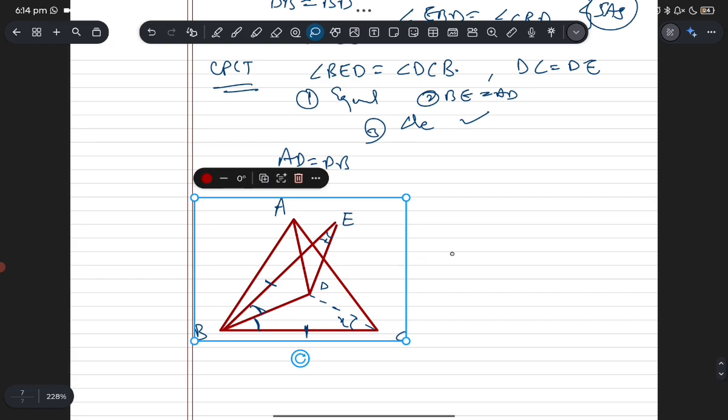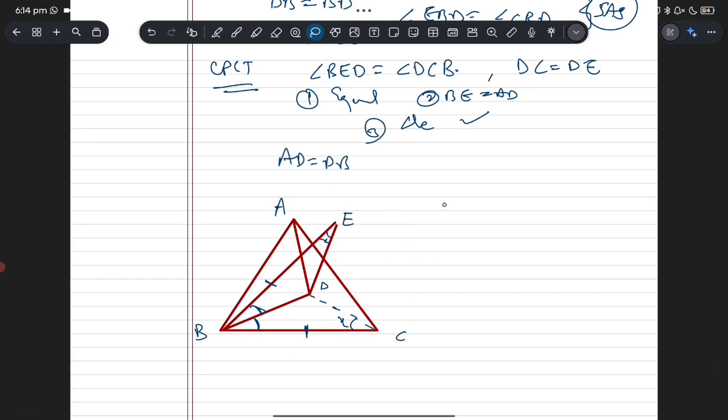Here. Perfect. AD is equal to DB. We haven't used this information, AD and DB. We'll have one more pair of congruent triangles. How?